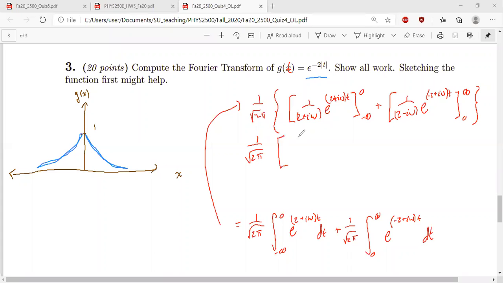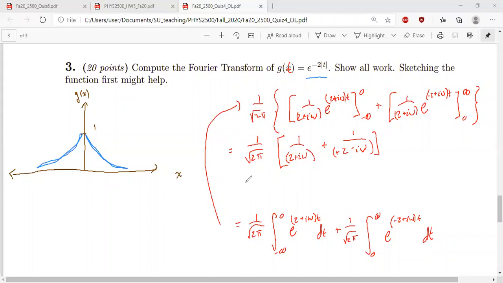And so that gives me 1 over 2 plus I omega, and then let's see, we get a minus, or plus minus. Oh, I skipped a step. So that's minus, but then we put another minus on there, so we could call that plus omega.